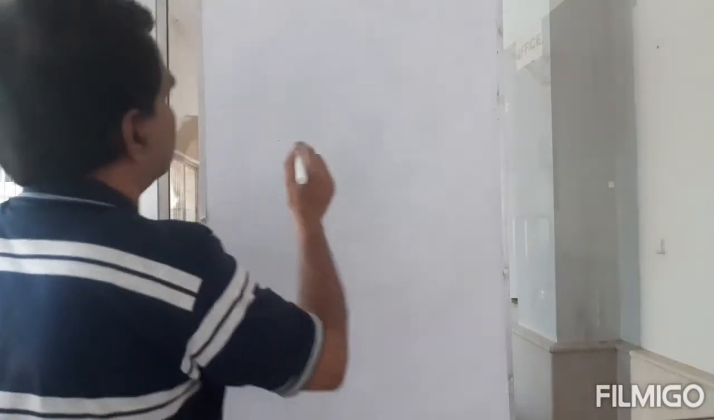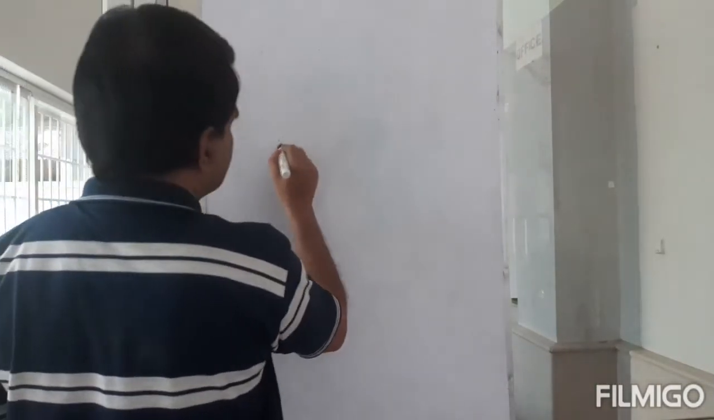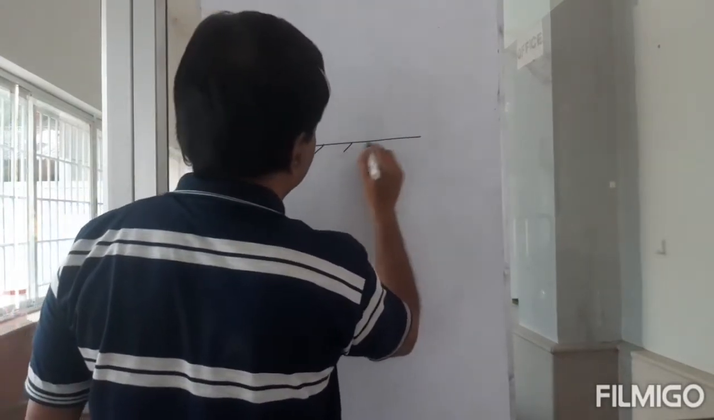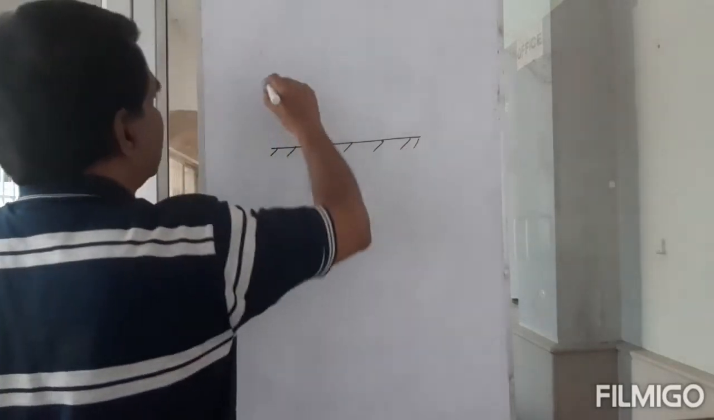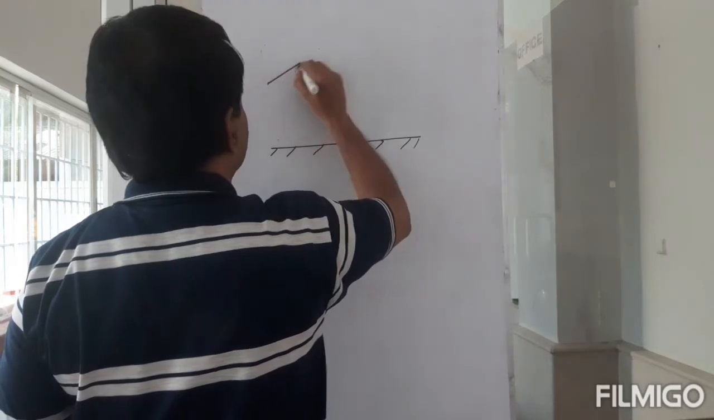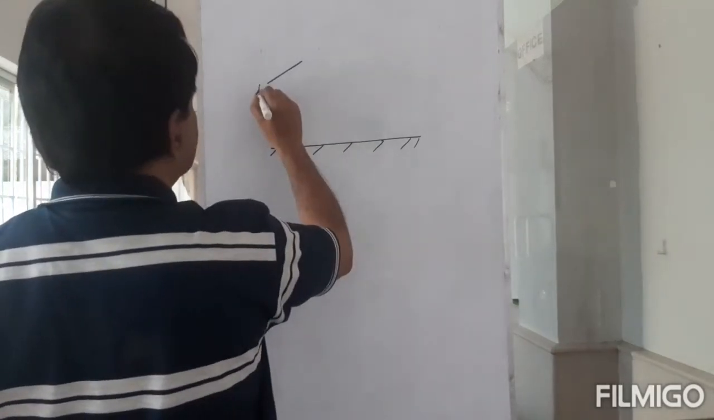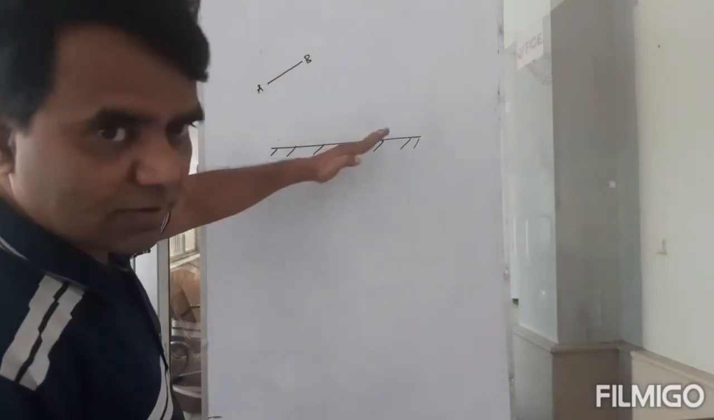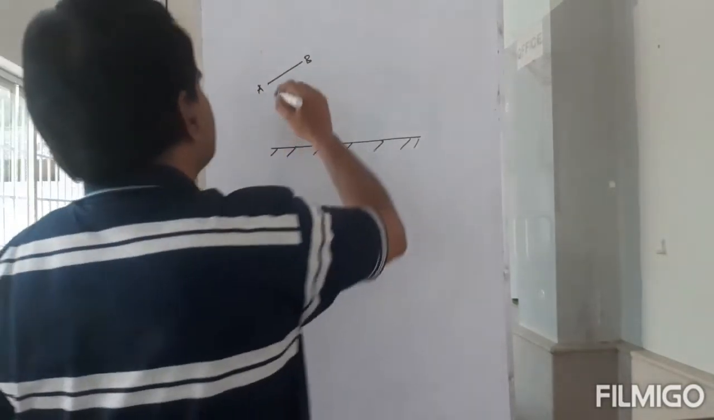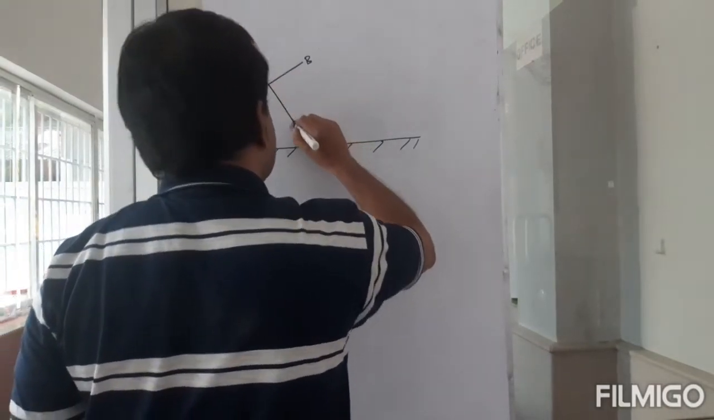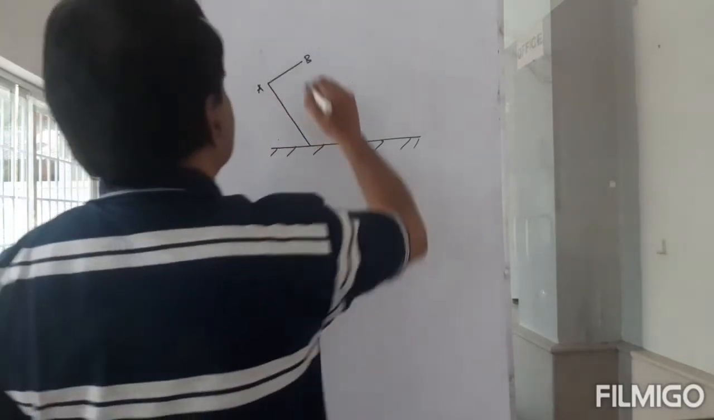Start with a plane wavefront, and this is a reflecting surface, and let's say this is the wavefront. So this is A and this is B. It is traveling in this direction. It's going to hit the surface here. Okay, so let's say this continues and it hits here.